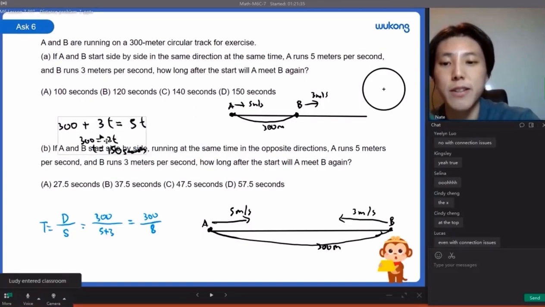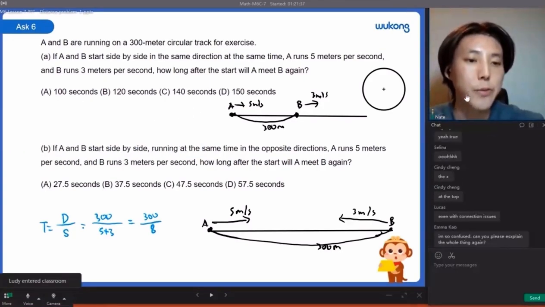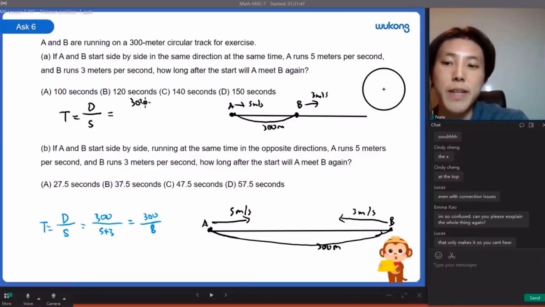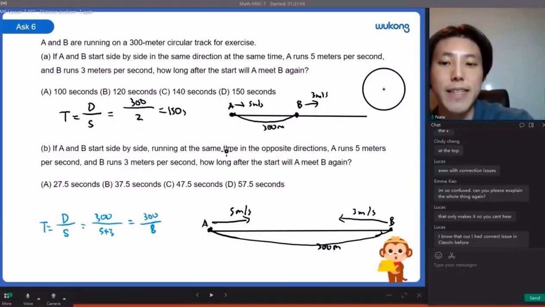I'll show you a different way. It's the same as time equals the distance between each other and the difference of speed. Distance was 300 meters, and the difference of speed is 2, which gives 150 seconds. And that's why the answer is going to be D.